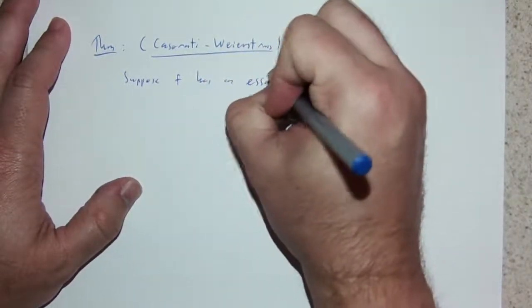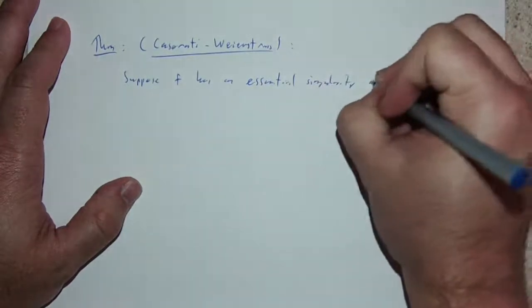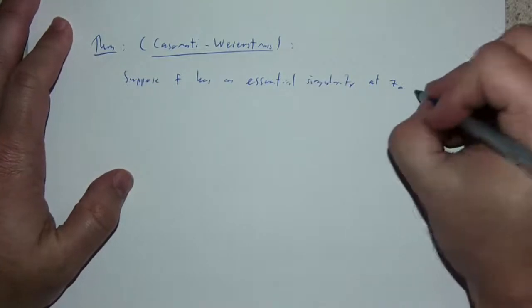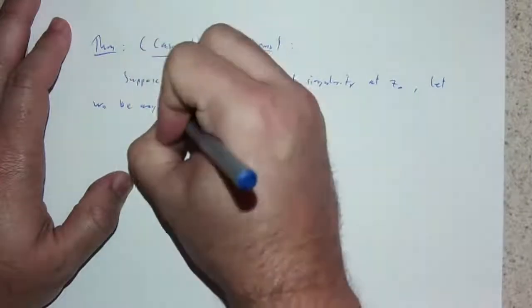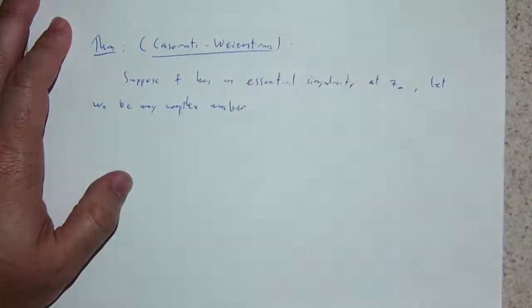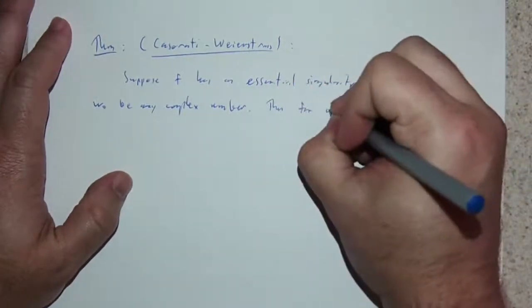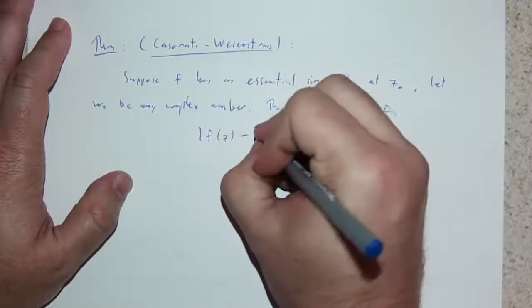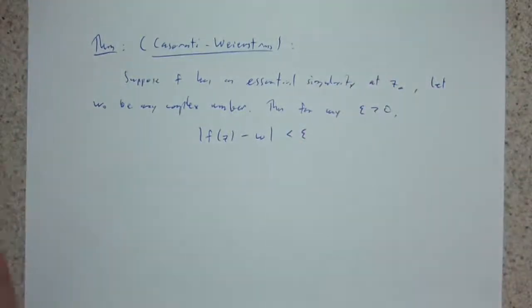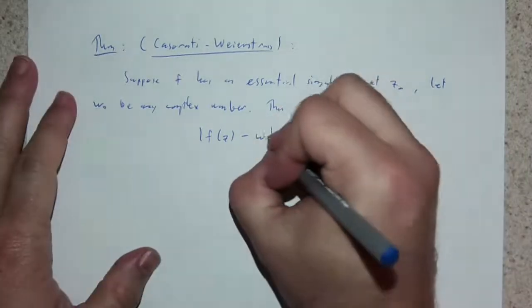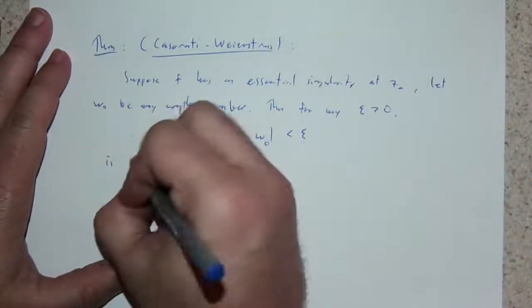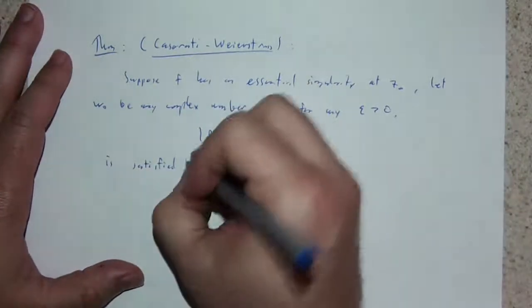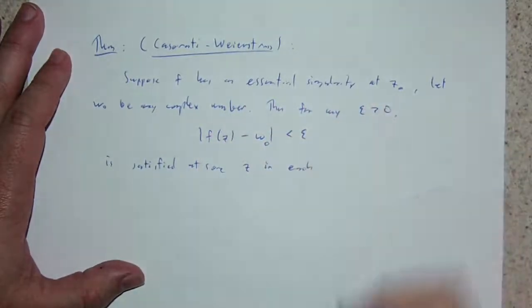So suppose f has an essential singularity at z naught. Okay, let w naught be any complex number. Then for any epsilon that's positive, this inequality, that is, the absolute value of f at z minus w naught is less than epsilon, is satisfied at some point z in each deleted neighborhood of z naught.